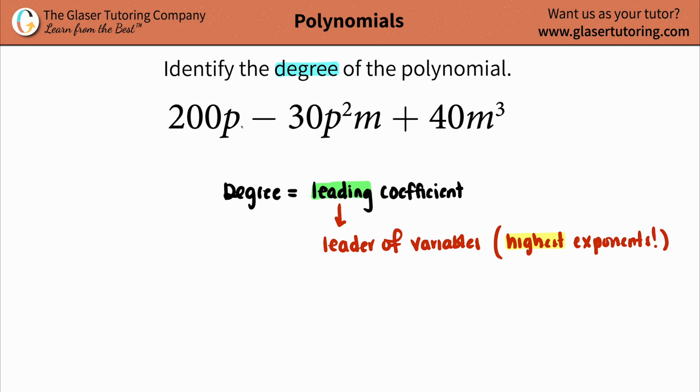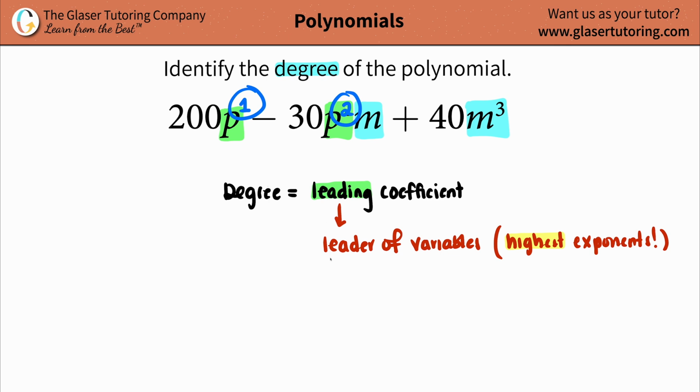So for example, we've got p's over here, and we've got a p over here. We have an m over here, and we've got an m over here. Now we just have to look at those exponents. Well, a p by itself is just going to be p raised to the first, so that value is a 1 for the exponent. On the flip side, this p has a 2 value. It's raised to the second. So as of right now, 2 beats out 1.